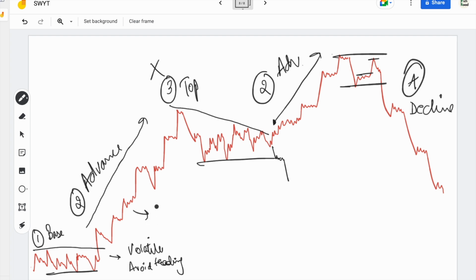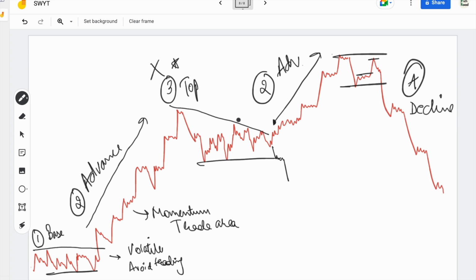Advance phase. Strong momentum on your side. Trade area. I'm not using buy or sell. I'm using trade area. Very important word. Then comes this area. Now the point is, is this 3 or is this 1? Who knows? So this is very important.